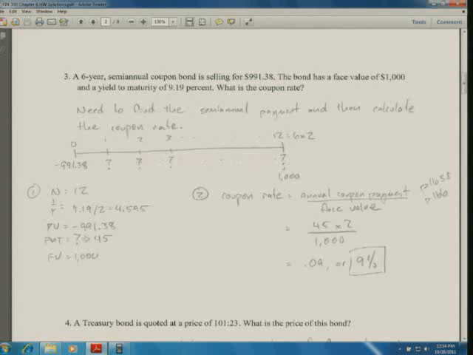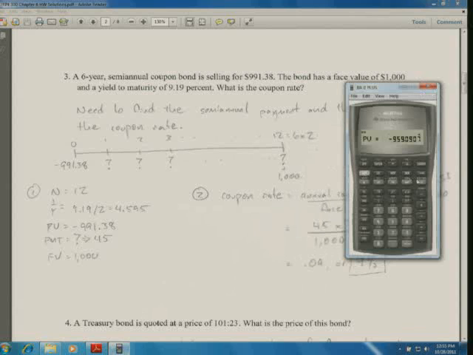So what we're looking for here is the payment. What our calculator is going to give us is the semi-annual payment. And the problem is asking for the coupon rate, so we'll have to convert that to an annual figure. But that's easy enough that we'll do it in step 2. Okay, so let's plug in what we know into the calculator. I'm going to clear out the previous problem by hitting second clear TVM, and plug in what we've got here.